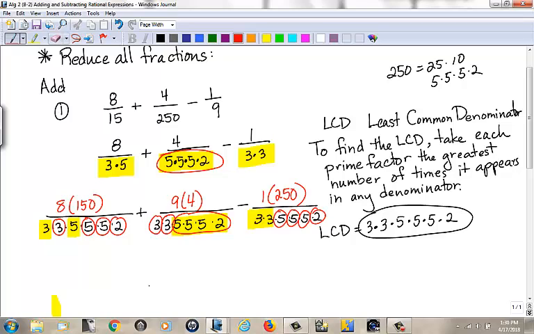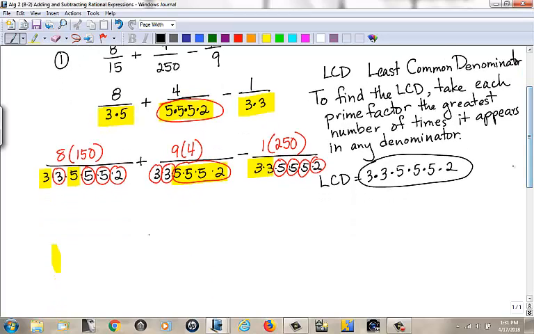Okay, so now on top, I would go ahead and simplify 8 times 150. If you multiply that out, you get 1,200. 9 times 4 would be 36. Minus 250. And it's all over the same denominator.